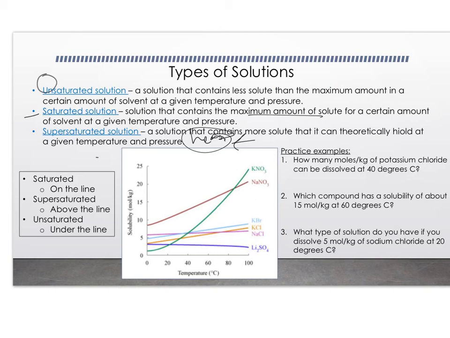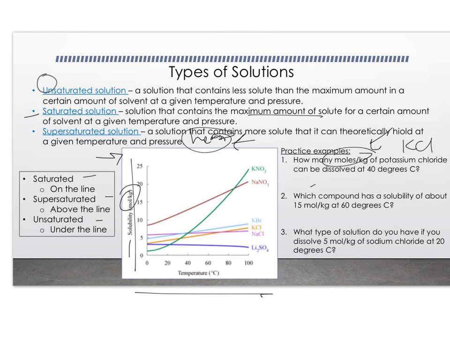So whenever you're looking at a solubility curve, saturated is on the line, supersaturated is above the line, and then unsaturated is underneath the line. So how you would be able to read these types of curves, if we look at the problems to the right, your solubility unit is on the y-axis, your temperature is on the x-axis. So if you're asking how many moles per gram, so that's your solubility unit, of potassium chloride, KCl, can be dissolved at 40 degrees Celsius.